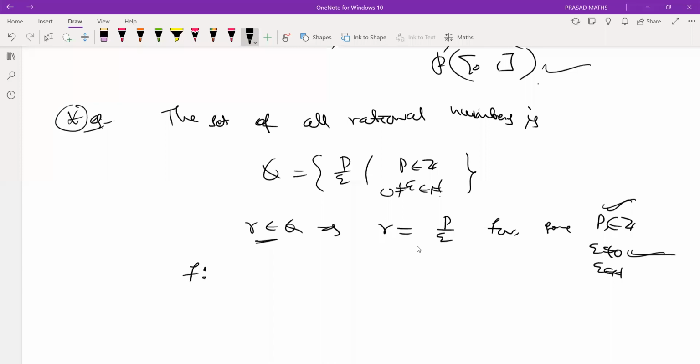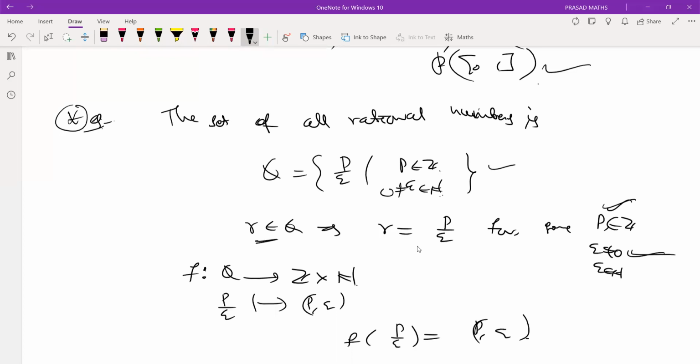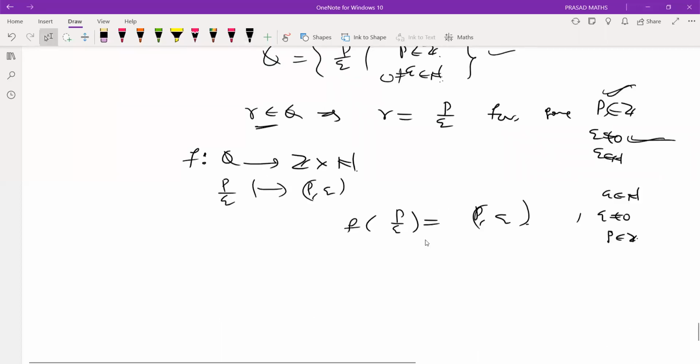Therefore we can define a function by taking p by q, what is my q, you take p by q అంటే ఏంటి, ఇక్కడ q లో ఉన్న ఎలిమెంట్స్ ఏం తీసుకున్నా, Z and N తీసుకున్నాను. Therefore this is nothing but what, p comma q. So this is always 1-1 function, yes or no? Yes, sir. Where q is non-zero, q is a positive integer and p is an integer. Is it 1-1 function?